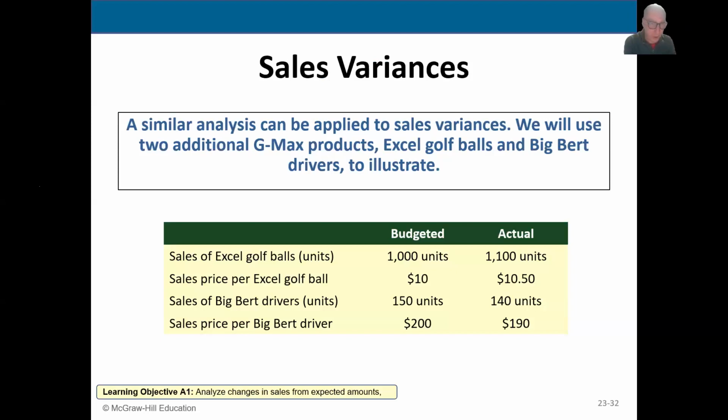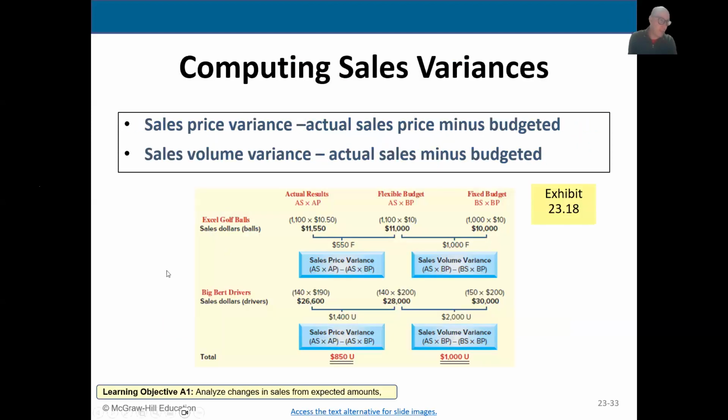We actually sold 1,100 golf balls. We expected to sell 1,000. Our sales price was $10.50. Our normal sales price is $10. In terms of golf clubs, we produced and sold 140. We were going to try to sell 150. Our sales price for golf clubs is $190. We normally sell them for $200. So there's your variance amount. Just as before, we follow that same type of process to find out the variances.